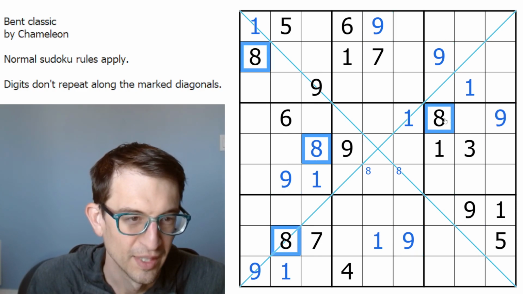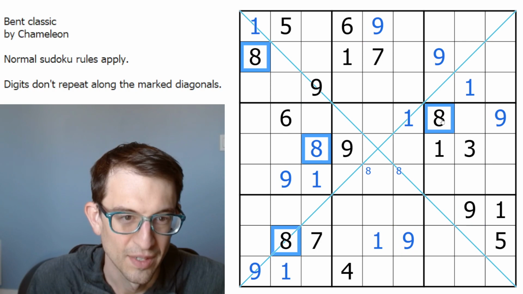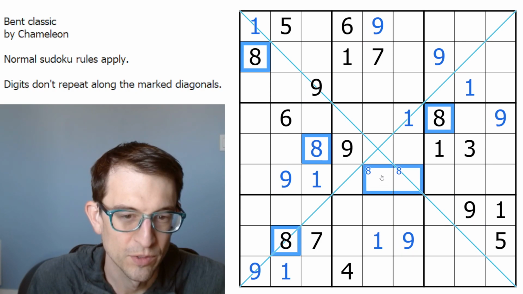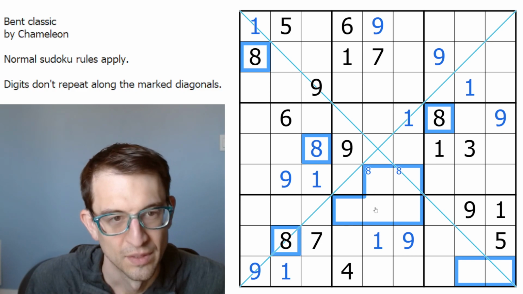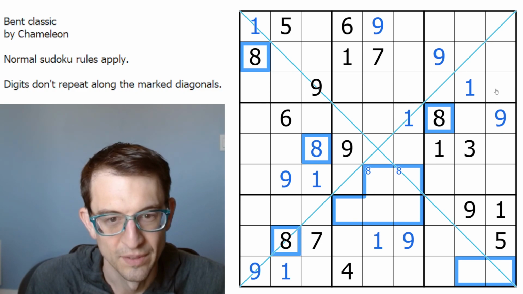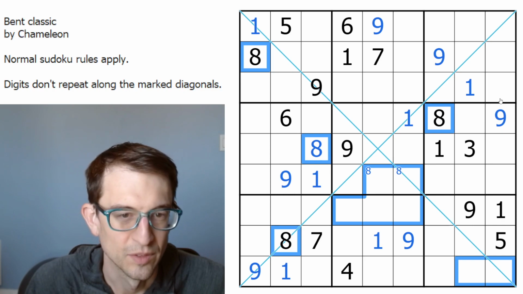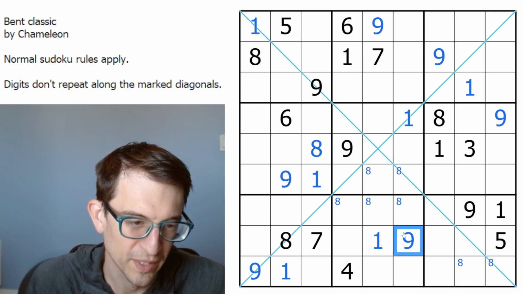Great. 8s. So those two, these two actually, these 3, and that, I mean, there's a lot up here. So I'm going to mark those though as possible 8s.